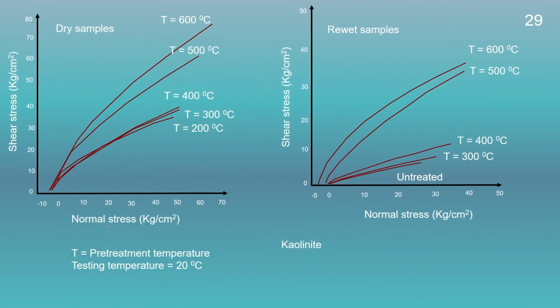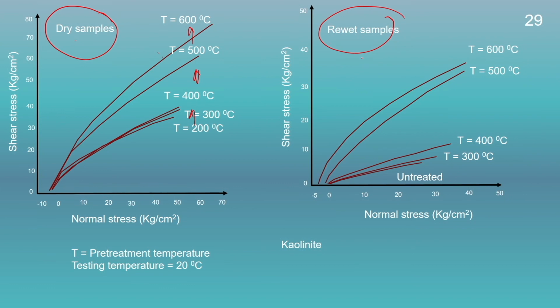Here the relationship between the normal stress and shear stress of the soil sample, one a dry soil sample and another a re-wet soil sample, has been compared. We could see here with increase in the temperature, the shear strength of the soil keeps on increasing, for the dry soil sample and for the re-wet soil sample. But if we compare the shear strength of the dry soil and re-wet soil, we could see a higher value of shear strength for the soil which has been dried in comparison to the re-wet soil sample.